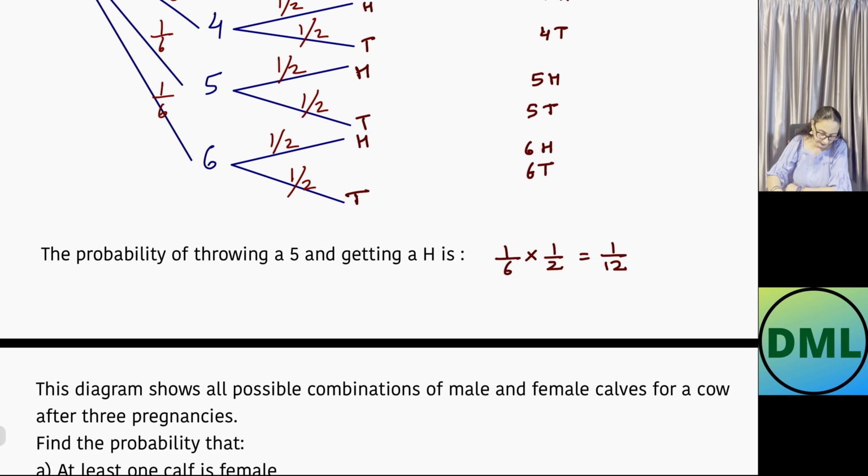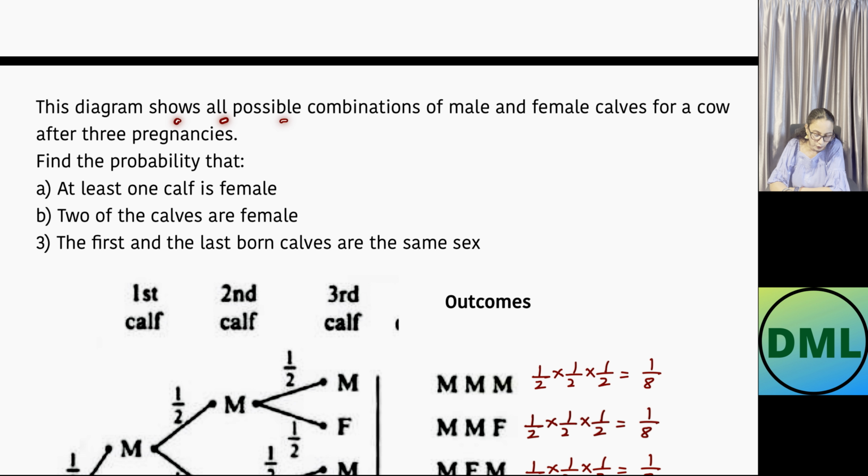Let's see the next part here. This diagram shows all possible combinations of male and female calves for a cow. After 3 pregnancies, find the probability that at least 1 calf is female, that 2 of the calves are female, and that the first and the last born calf are the same sex.